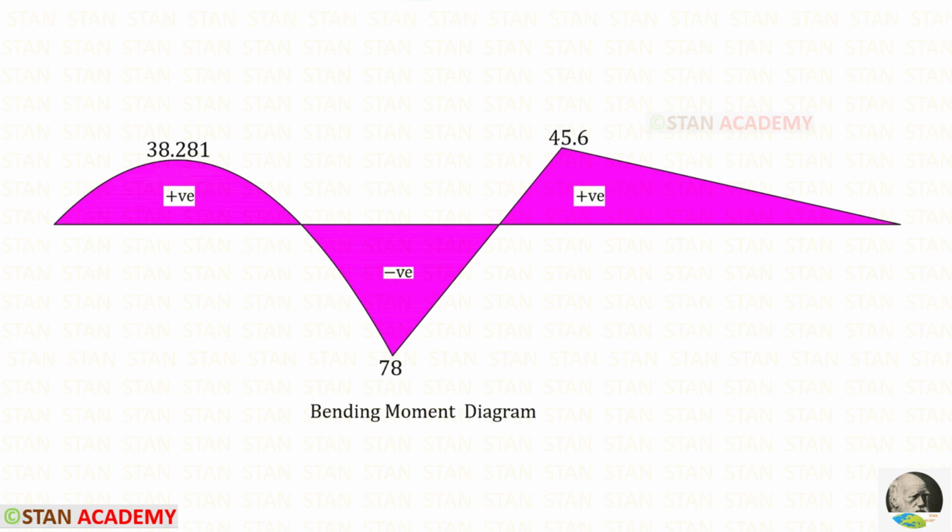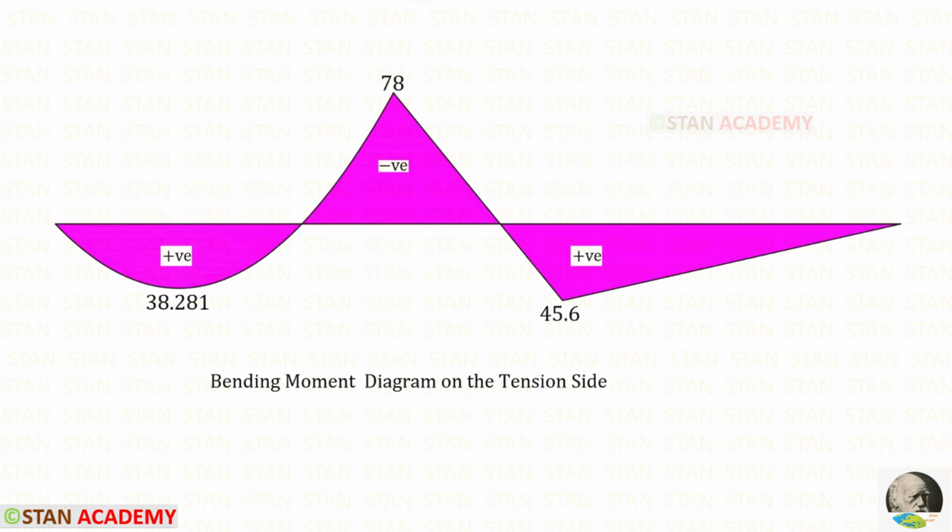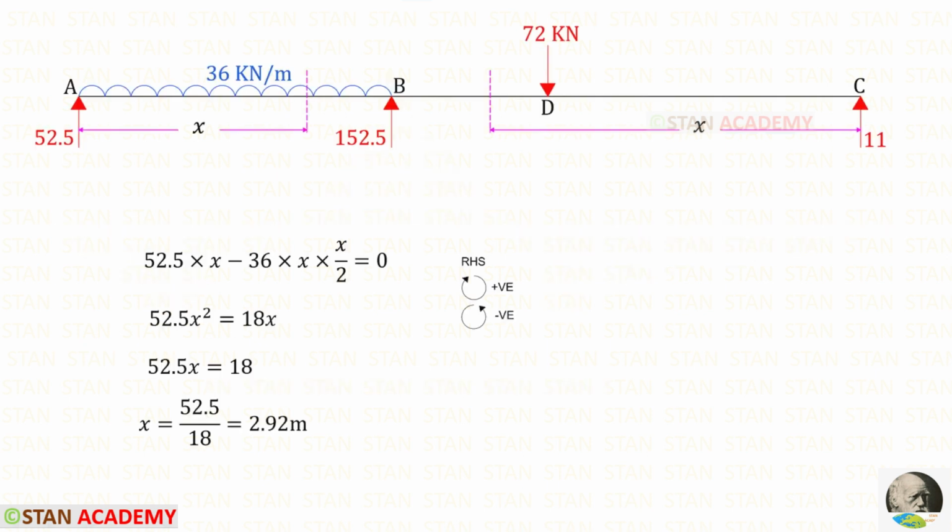If we make this diagram upside down, that is called the bending moment diagram on the tension side. At these 2 points, the bending moment becomes 0. These are the points of contraflexure. We can make sections at these 2 points and find the distances. First, let us find the distance in the span AB. In the span AB, I have made a section at a distance of x from A. Using the right hand side rule, we can find the distance.